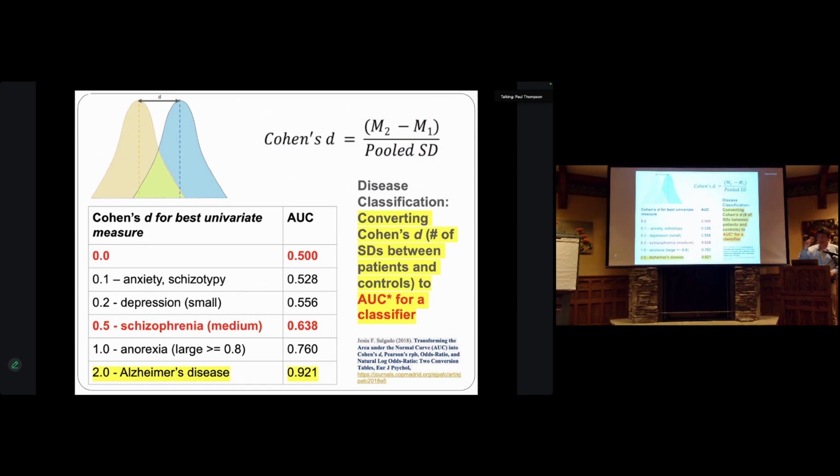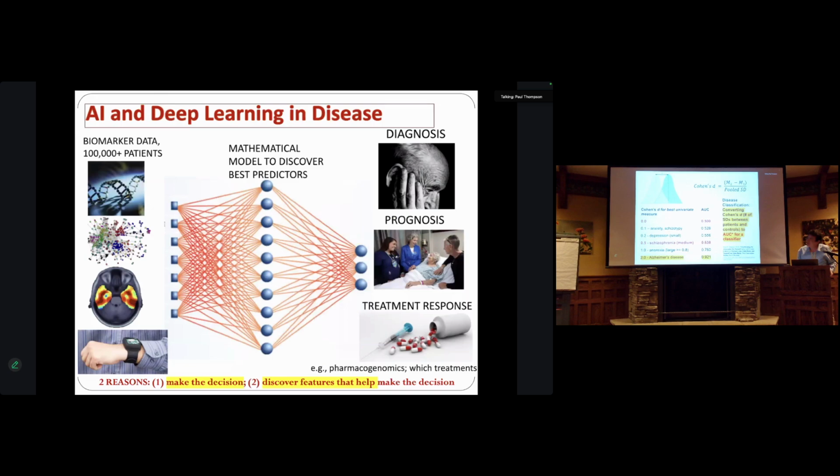And again, this is the best measure. Depression, 0.2 standard deviations, anxiety, 0.1 standard deviations. And so this idea of doing disease classification, where you convert the Cohen's d, the group difference, into a classifier, that's just a simple Gaussian classifier, it's not going to do very well. There isn't a good measure that's going to decisively separate these classes. So that's kind of motivating this.